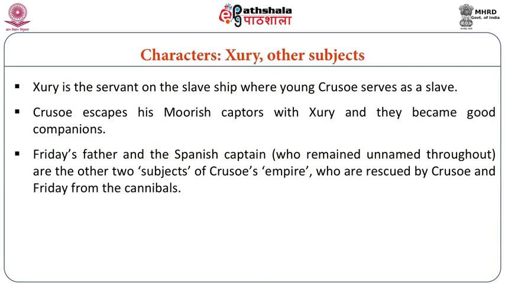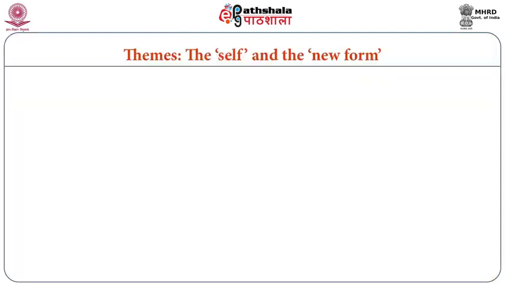Then you have Friday's father and the Spanish captain, both of whom are again rescued by Robinson Crusoe, and the Spanish captain remains unnamed. So we only know him as the Spanish captain. Now these are the other two subjects whom Crusoe has in his little island kingdom. And when they are rescued, he sees them both as subjects as well as threats to his power, especially the Spanish captain, because he's always uncertain as to how the Spanish captain, who is Catholic, will react to his very strong Protestant self.